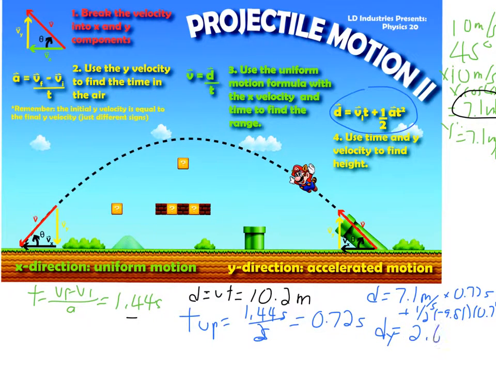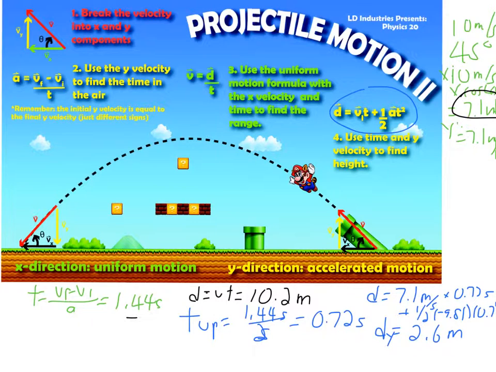2.6 meters. So in this type of example where the object is launched at an angle, there's two important things. First, we need to break down the velocity into x and y components. Then we have to treat these two velocities separately. And remember, in the x direction, it's uniform motion, there is no acceleration. However, in the y direction, it is accelerated motion because it's subjected to the rules of gravity. So the acceleration due to gravity is negative 9.81 meters per second squared.